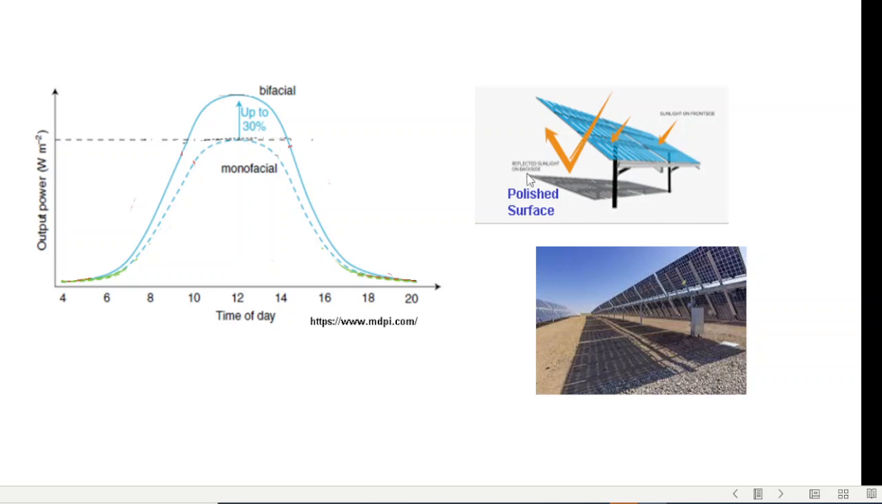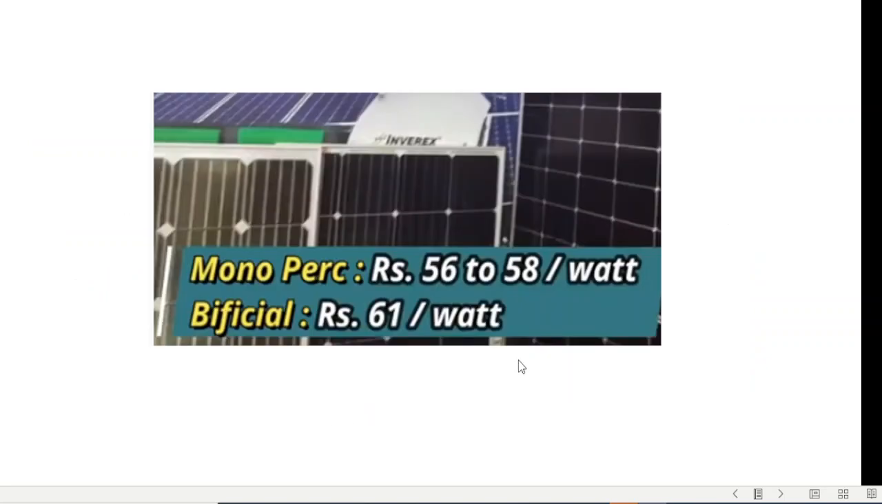So one is that the surface should be polished, and the other is that the panels should be tilted with some more angle, so the light falling from here goes down and reflects back, or even the surrounding light also touches the panel from the rear side to produce more energy. Okay, there is a price difference of about 3 rupees between the PERC cell or the mono PERC cell and the bifacial cell, but I guess it is worth the amount of energy that they add.